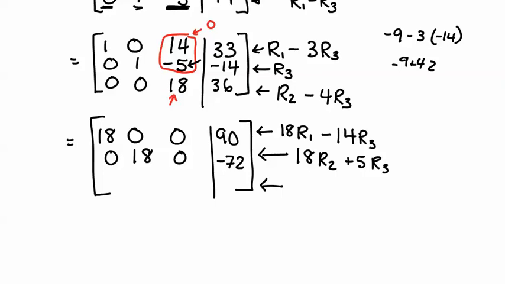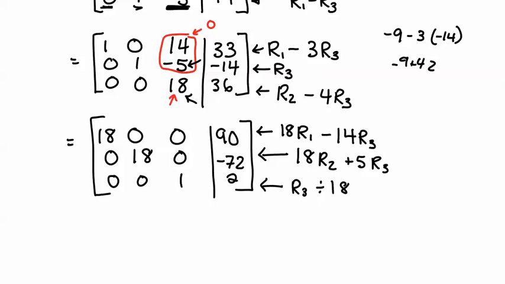And then finally, for my last row, I just want this guy to be a 1. So I'm just going to take row 3 and divide it by 18. Sorry, this video is super long. Okay, so that'll become 0, 0, 18 divided by 18 is 1, 36 divided by 18 is 2. It's almost done now, but it's been pretty long.